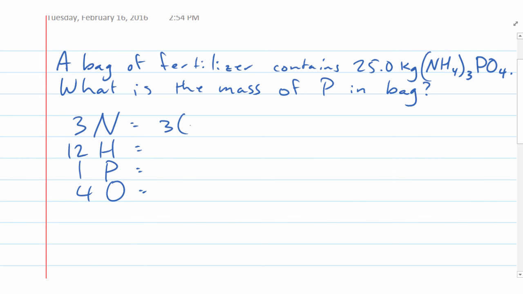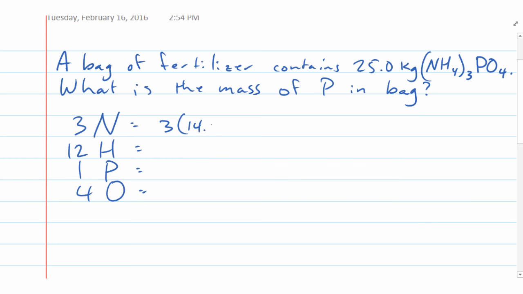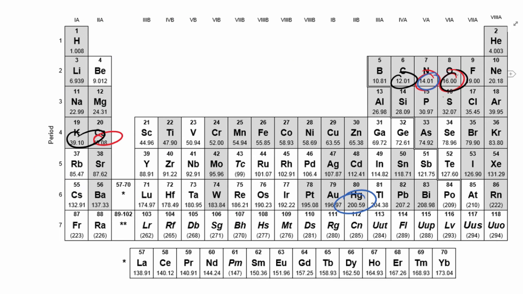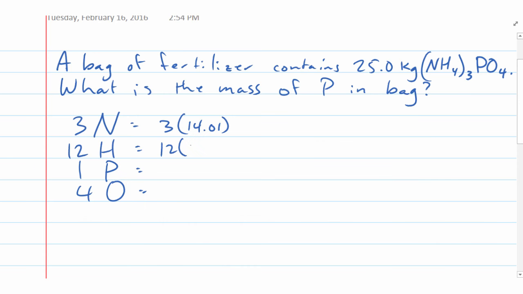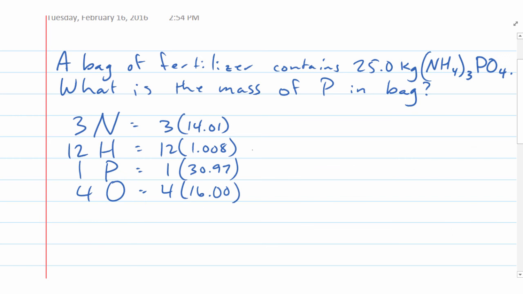We're going to take 3 times how much? 14.01. We're going to take 12 times 1.008. Then we'll take 1 times 30.97. And then we'll take 4 times 16.00. Again, you're going to see the purpose for showing this the long way in just a moment.